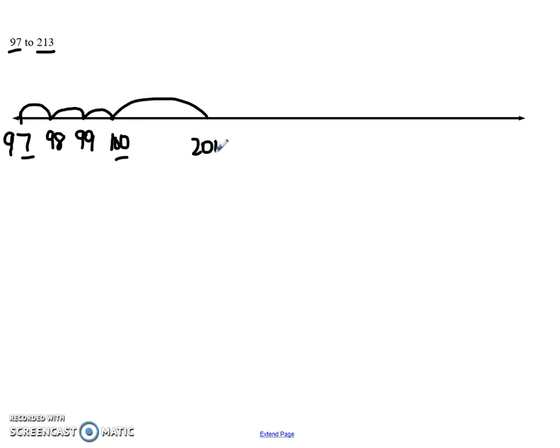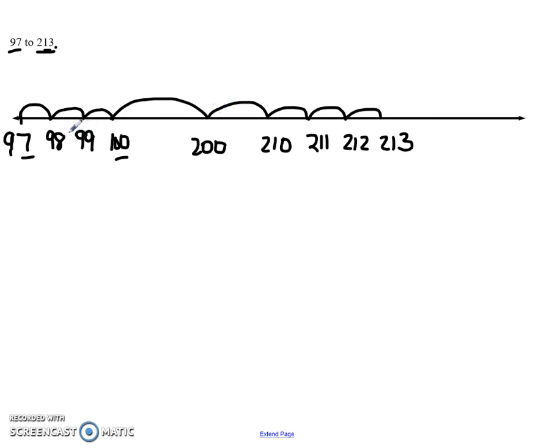So I get to 200, but now I need to get to 213. So from 200, I'm going to count by tens to get 210, and now I'm going to count by ones to get 213. So 211, 212, 213. So in this problem, I had to start counting by ones, then I counted by hundreds, then I counted by tens, and then I finished counting by ones.